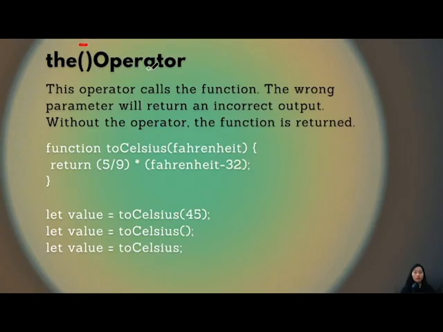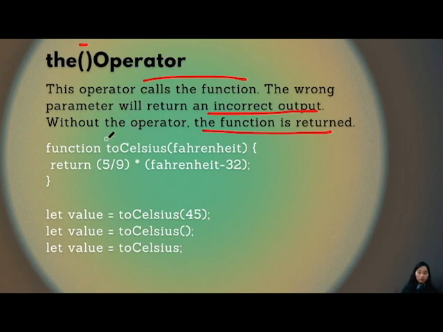Now, let's move on to this operator. This operator calls the function. As I've mentioned, you need to call or invoke a function for it to be executed. Otherwise, it's just going to lay there. The wrong parameter will return an incorrect output. Without the operator, the function is returned instead.